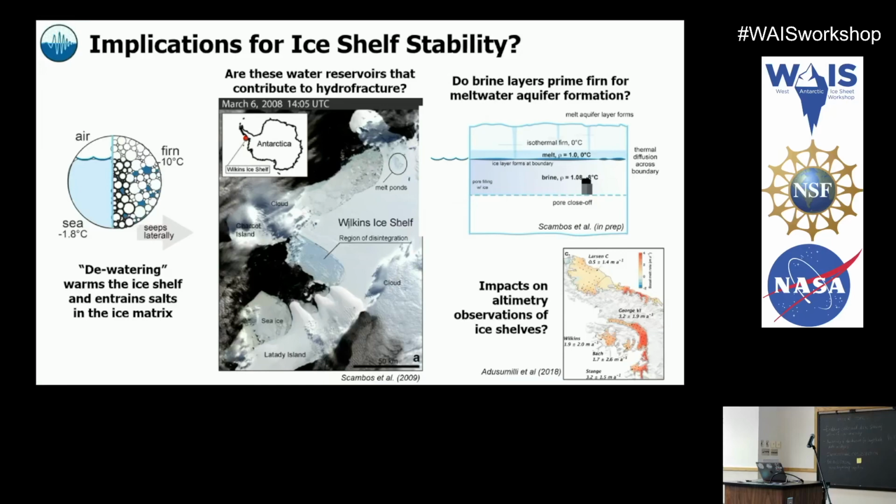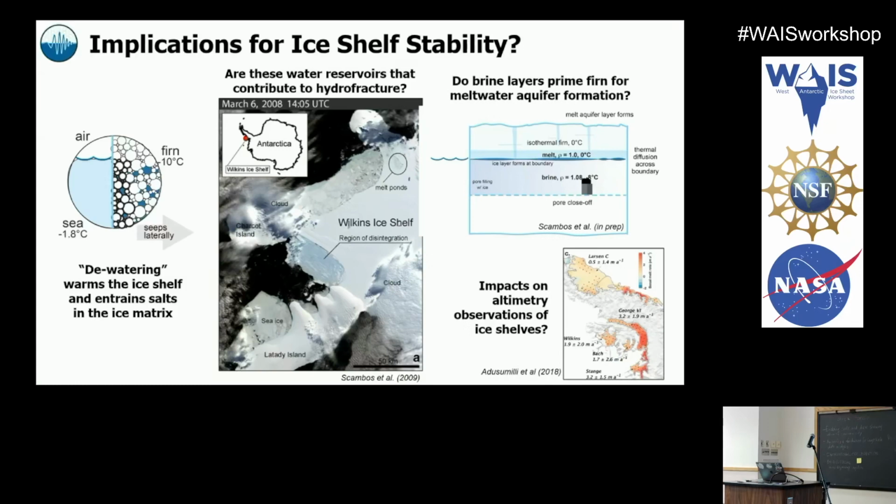And so along that same train of thought, we also think it's possible that brine layers might prime high accumulation ice shelves for freshwater firn aquifer formation, which is going to fill up deep pore space and aid in warming the firn through latent heating. And then, of course, accounting for some kind of loading from dense seawater might be an important impact that we need to think about when we're doing altimetry estimates of ice thickness or basal melt rates.